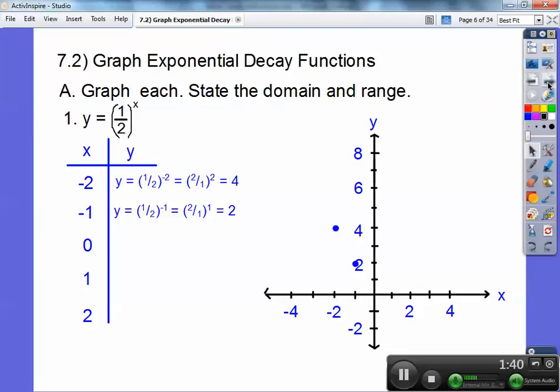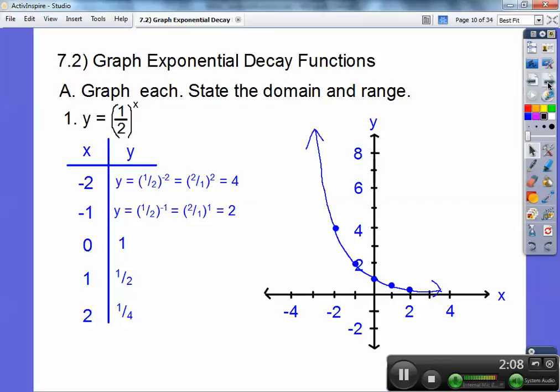Okay, when x equals -1, 1 over 2 to the -1 is the same as 2 over 1 to the positive 1, which equals 2. So to the left 1, up 2. When x equals 0, everything to the 0 power is 1. So 1/2 to the 0 power is equal to 1. So there's 0, 1. 1/2 to the first power is 1/2, and 1/2 to the second power is 1/4. Okay, so there's my exponential decay function, and it'll be connected up right there.